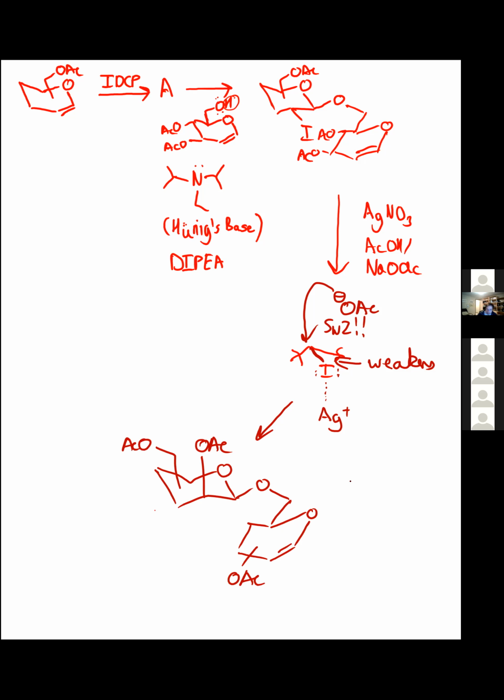And so we can get the manno here, right? Because we're going to invert the chemistry. So if we start with the alpha, with the down iodine, like the iodine in the glucose conformation, then we end up with the acetate in the mannose conformation.